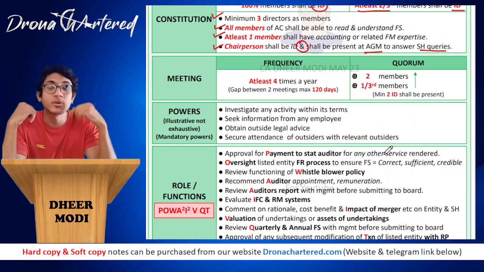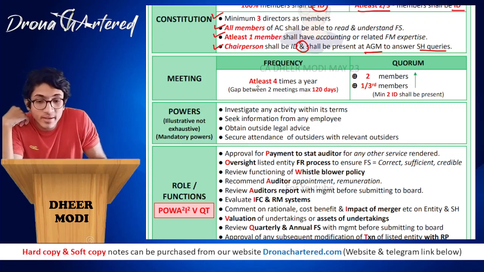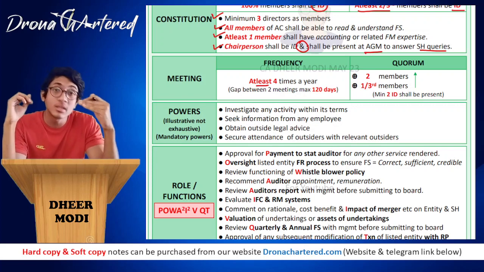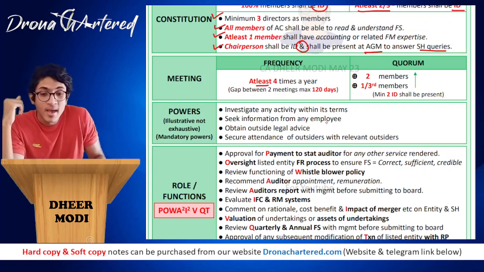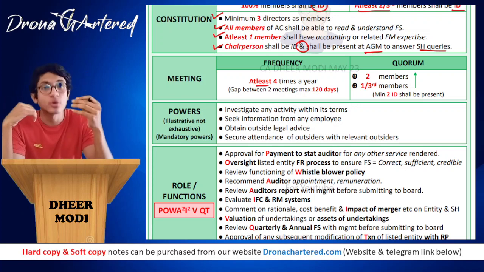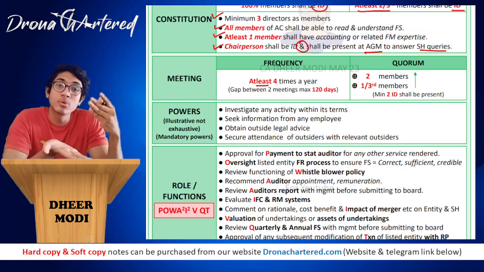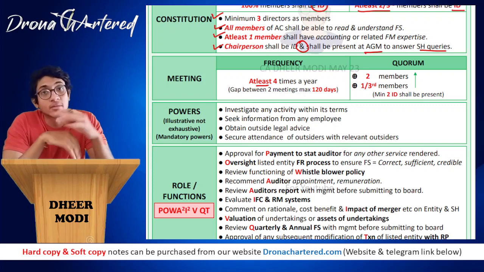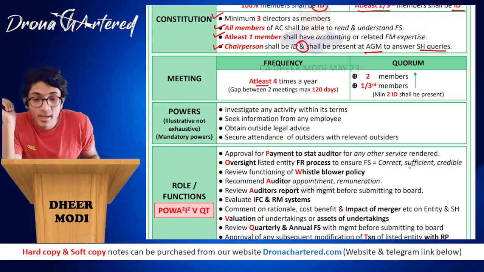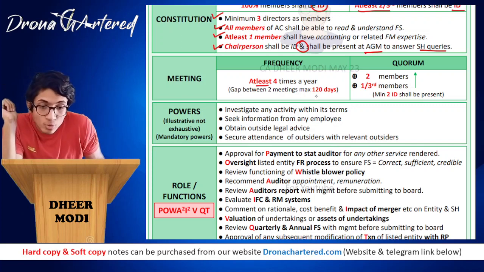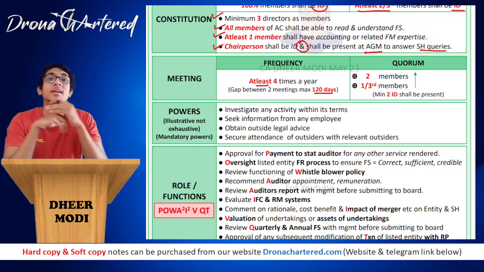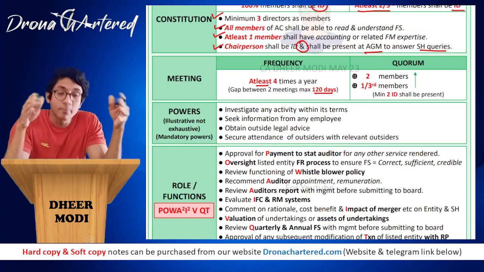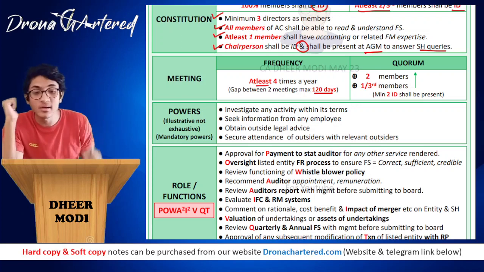Now, how frequently do they have to meet? The frequency is at least 4 times in a year, which means 4 or more times in a year. And the gap between two meetings matters. It is not allowed that I do a meeting today, then tomorrow, then the day after, and the next day, so that I have done my 4 meetings. No, the gap between two meetings is maximum 120 days. Just doing 4 meetings will not do; the gap between two meetings shall not exceed 120 days.